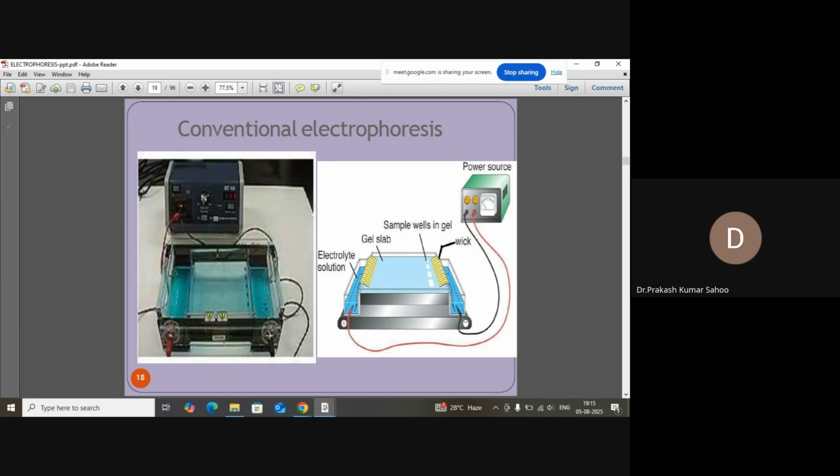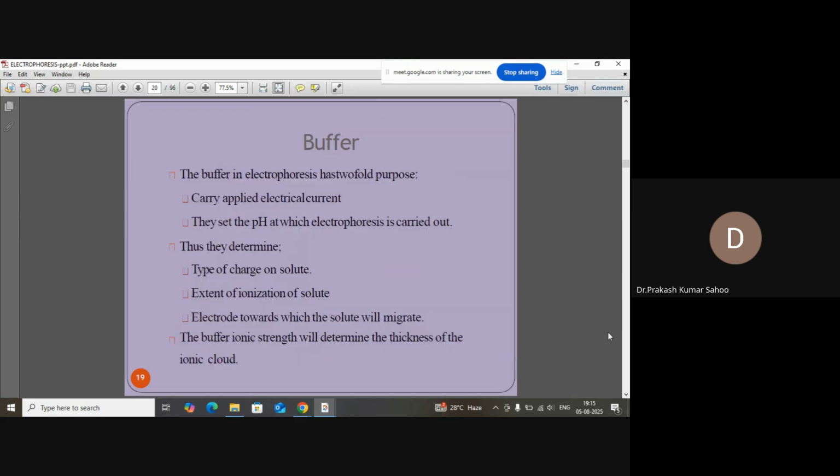This is a conventional electrophoresis setup, with a cathode and anode, highlighted by the red and black ends. Red is the anode, which is positively charged, and black is for the cathode. When it is connected to an external electric field, and you put the solution or sample inside the electrophoresis chamber, gradually the ions migrate.